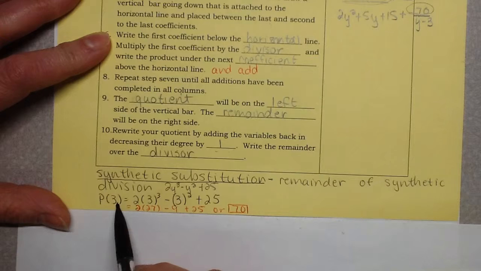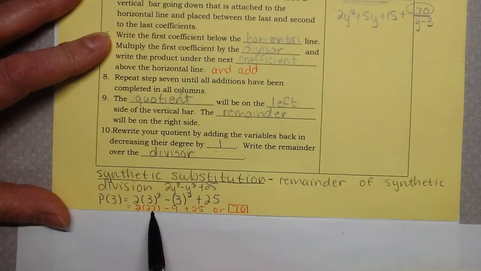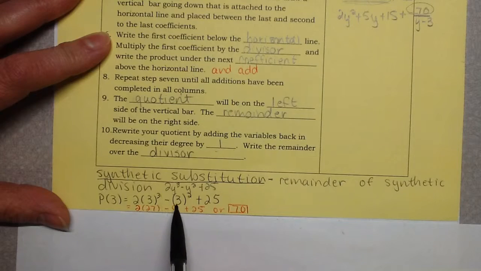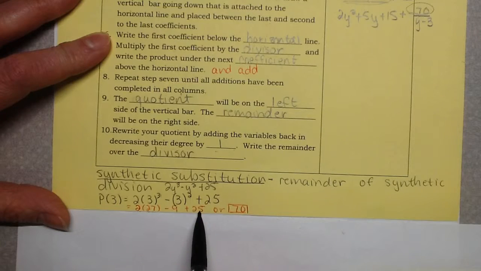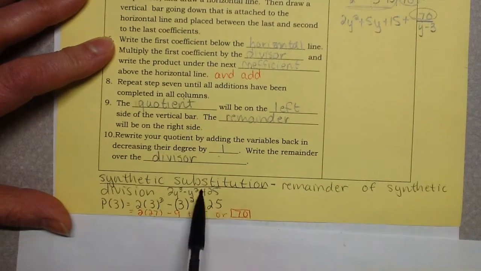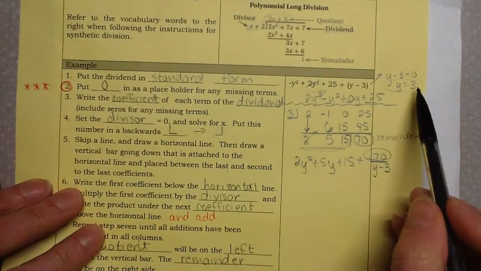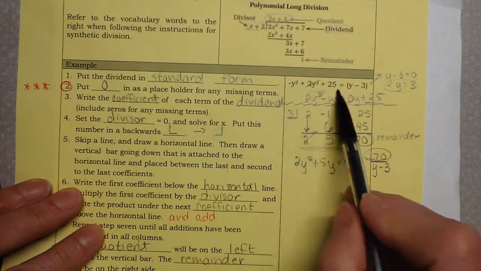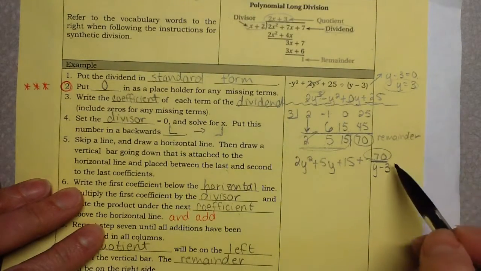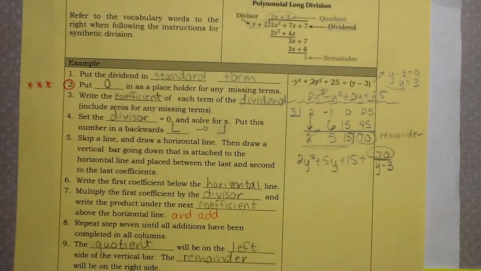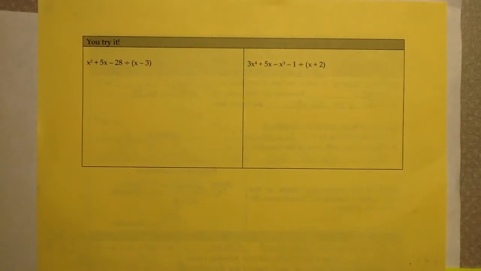So I'm putting that 3 in, and I cube it to get 27, 2 times 27. And then I substitute 3 in here, so that's going to give me a minus 9 plus 25. This would be 54, and then when I subtract 9 and add 25, I'm going to get 70. So this is synthetic substitution right here. If I were to take 3 and substitute it into this polynomial, I would end up with 70. You have a couple of synthetic division problems to try on the back.